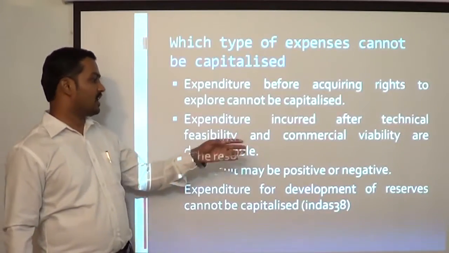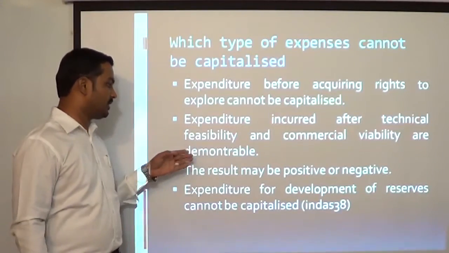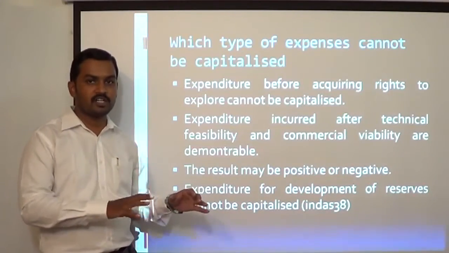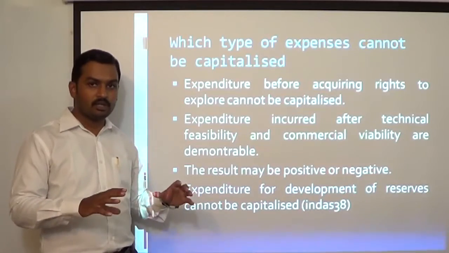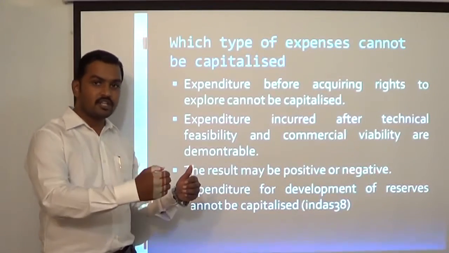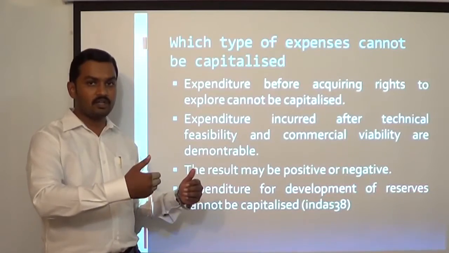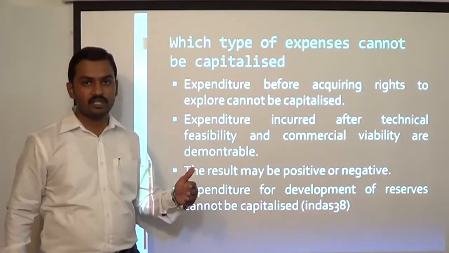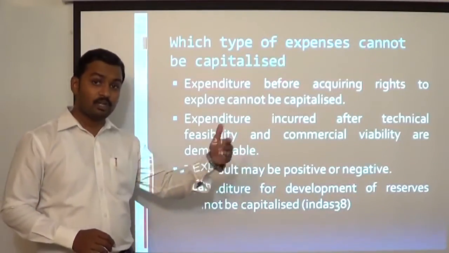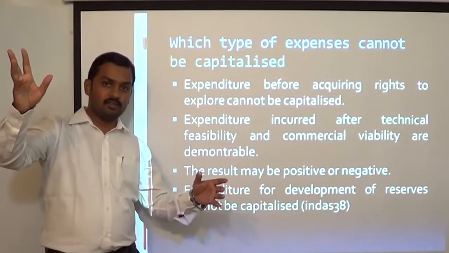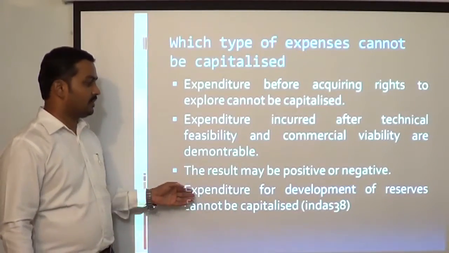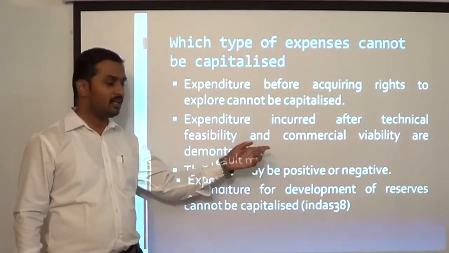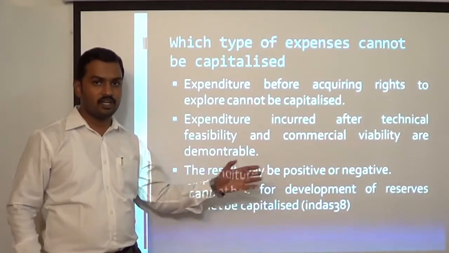Next, expenditure incurred after technical feasibility and commercial viability are demonstrable. You have come to the stage where you have done a significant amount of exploration studies and evaluation studies, and you have come to a conclusion that it is technically possible and commercially profitable to start extracting oil. Till that date, whatever expenditures are incurred can be capitalized. After that date, whatever expenditures are incurred cannot be capitalized. After that date, other standards will apply, not this standard. Then the result may be positive or negative. When you demonstrate technical feasibility and commercial viability, it may be a success or it may be a failure. We are not concerned with that.